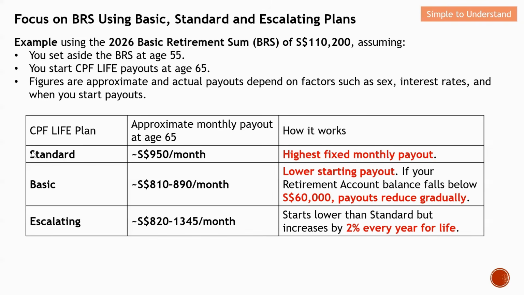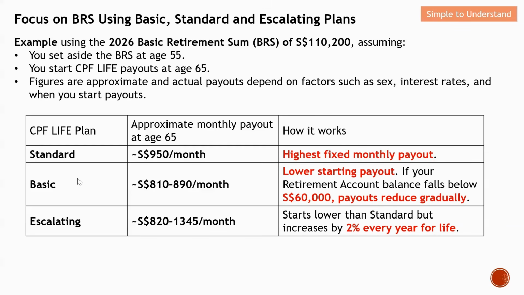From here, you can see that these are the three different plans: standard, basic, and escalating. This column here shows the amount that you are able to receive on a monthly basis until you pass on. For example, over here, for standard, you are able to receive the highest money payout as compared to the other two. This is in fact the biggest advantage. You are able to receive a constant 950 per month until you pass on.